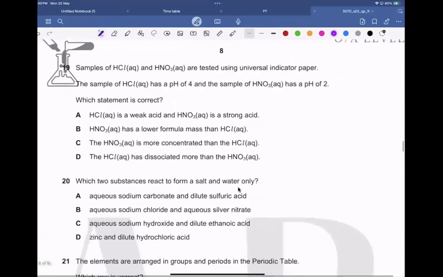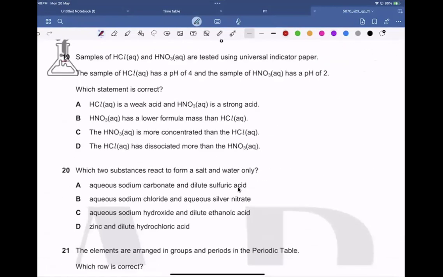Okay. Now, question number 19. A sample of hydrochloric acid and nitric acid are tested using universal indicator paper. The sample of HCl has a pH of 4 and the sample of HNO3 has a pH of 2. Which statement is correct? HCl is a weak acid and nitric acid is a strong acid. No, it's not, because both are strong acids.